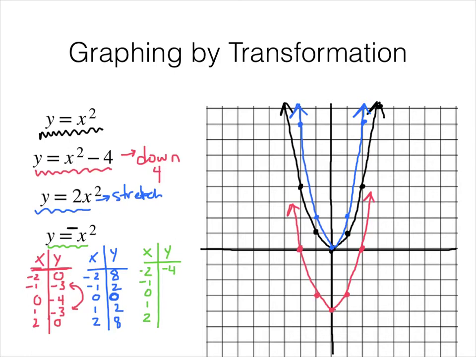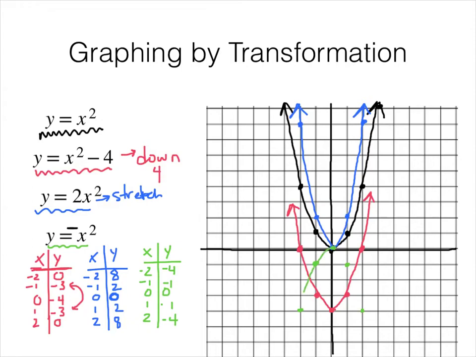So this is the first time I'm getting a negative y value for this one. Let's see what keeps happening here. So negative 1 squared is 1, tack the negative on, negative 1. 0 squared is 0, negative doesn't matter. 1 squared is 1, tack on the negative. 2 squared is 4, tack on the negative. So we got 0, 0, we got negative 1, and 1, negative 1. And we got negative 2, negative 4, and 2, negative 4.